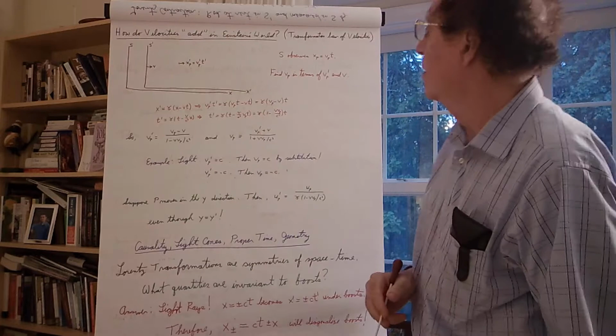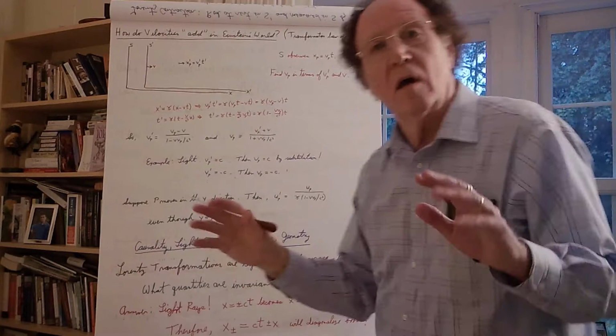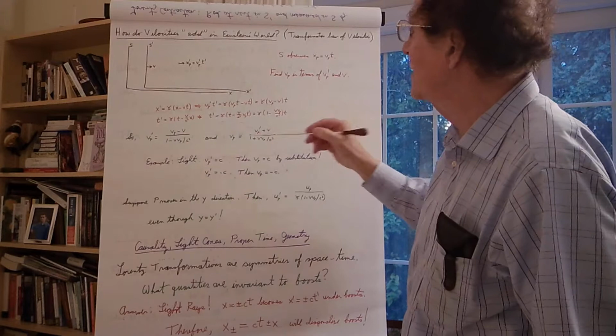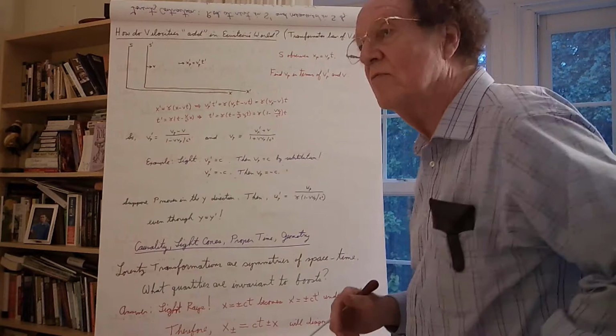But now the velocity, of course, I can isolate just by dividing this equation by this equation. No complicated algebra. Just divide one equation by the other. The gammas cancel out, and there you go. So I get V prime sub P is equal to Vp minus V. That's what I would have expected in Newton's world, but it's corrected by this denominator, right?